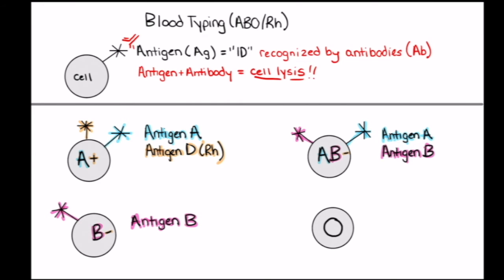And to address a common misconception, type O blood doesn't indicate that an individual lacks all blood antigens. It only tells us that they lack antigens A and B. Therefore, they can still express antigen D and have an O positive blood type. In fact, this is the most common blood type.